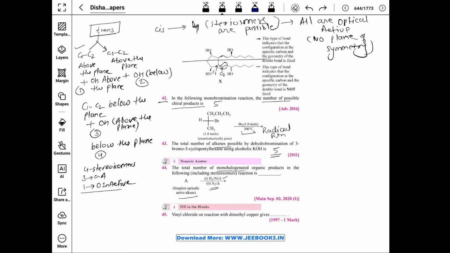Question number 45. Vinyl chloride on reaction with dimethyl copper gives. The dimethyl copper structure is this one. Remember, whenever carbon is bonded to a metal, it always carries a negative charge because the metal has electropositive character and therefore it increases the electron density on the carbon. Hence, it can act as a nucleophile. Now, it reacts with the vinyl chloride. So, when it reacts with vinyl chloride, then copper chloride will go away and methyl will come here to give CH2=CH-CH3.